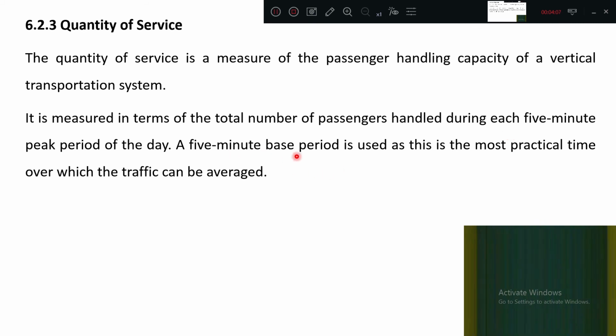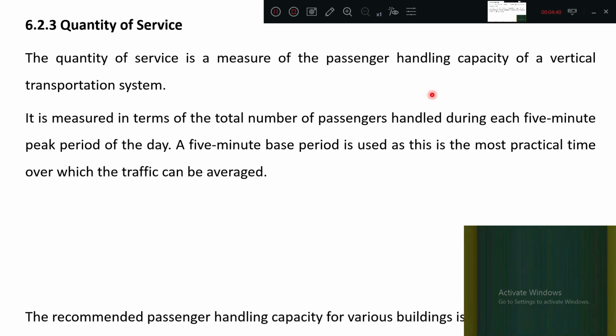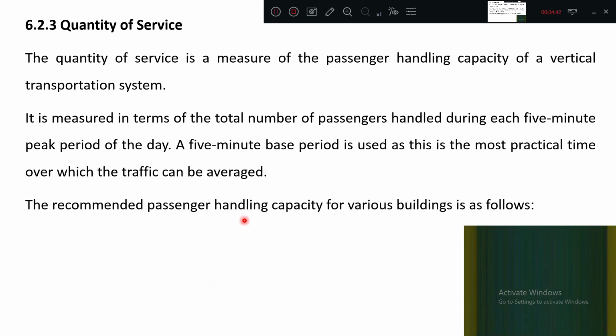The 5-minute base period is used as this is the most practical time over which the traffic can be averaged. Means what? For every 5 minutes the lift can be used by people. At one time for some of the people to move in and move out to the required place, general time is 5 minutes. So that is why in the peak period 5 minutes is taken as the base. In that 5 minutes how many passengers are transported, that will give you the quantity of service. Very important. The recommended passenger handling capacity for various buildings is as follows.